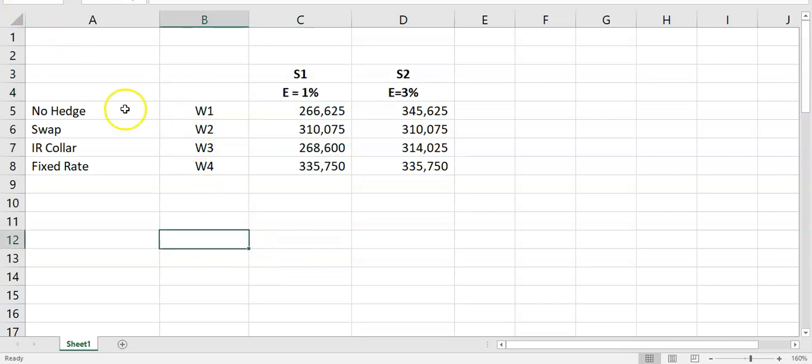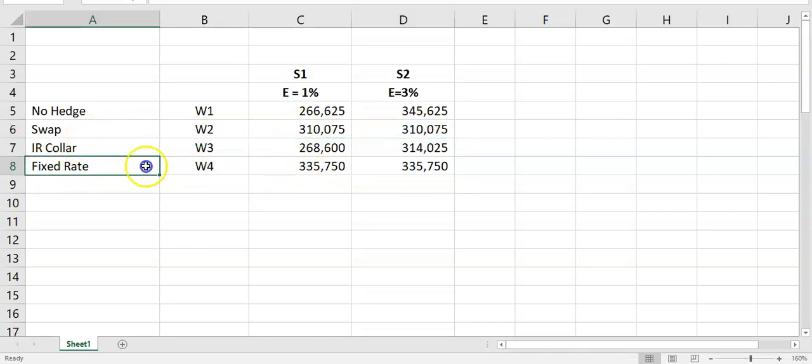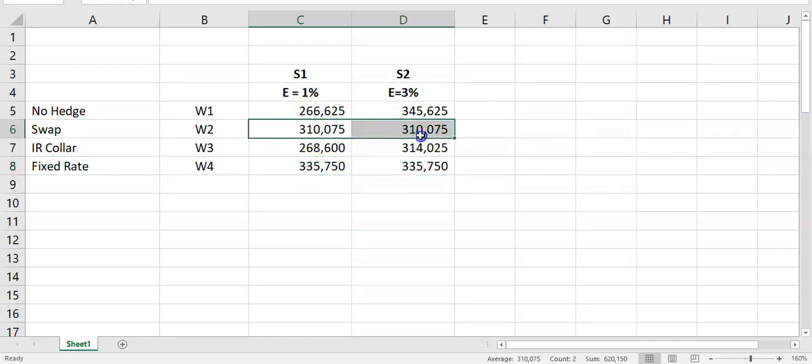Right? So say for example here, the swap and the fixed rate both guarantee outcomes. So clearly the swap is more preferable than the fixed rate, because the fixed rate is 25 grand higher in both instances. So you can kind of discount that straight away. So then it's a toss up between the swap, the collar, or unhedged. Now unhedged is quite volatile and it's not actually an option here. We just did it for tutorial purposes. So you're really tossing up between these.